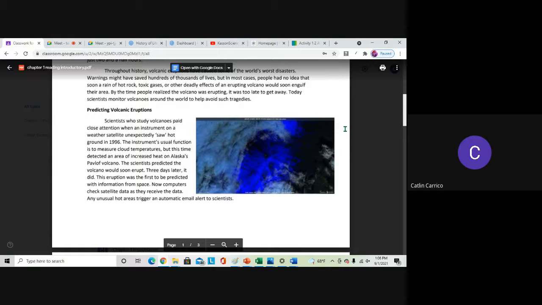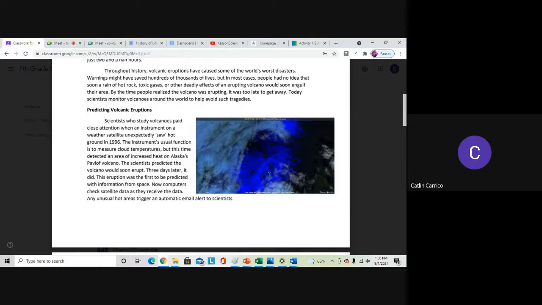Now, computers check satellite data as they receive the data. An unusual hot area triggers an automatic email alert to scientists. So in this image, you can see this darker area here. That shows a hotter temperature, this darker blue. And this is actually the Pavlof volcano itself, the satellite image.